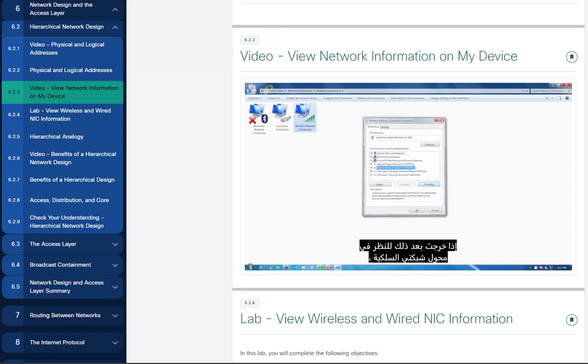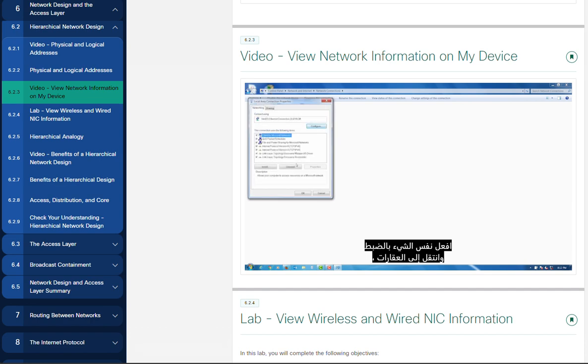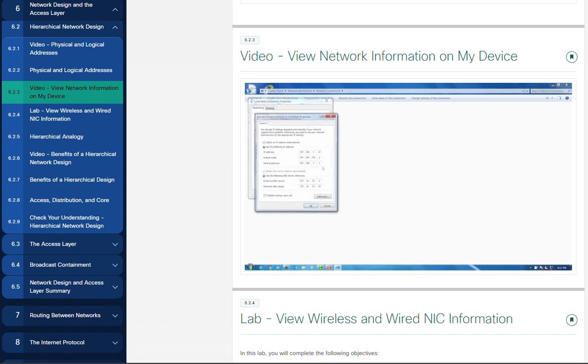If I then go out to look at my wired network adapter, do the same exact thing and go to the properties and choose IPv4, you can see that on this adapter, my IP address was statically configured. That means an administrator assigned the IP address to my PC specifically, and it was typed in manually.